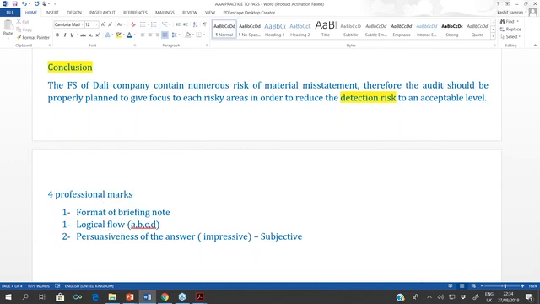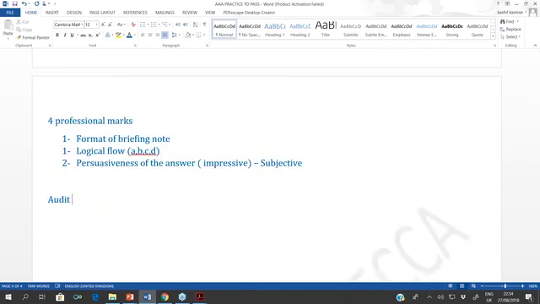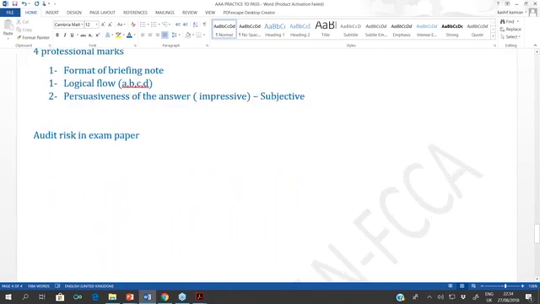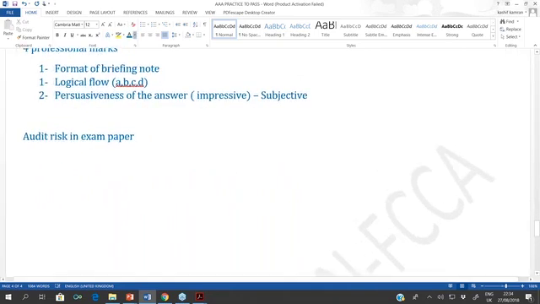Now something more important. When you're answering a question on audit risk in the exam paper, remember something very important. Audit risk can be identified from number 1, where? It can be identified from journal statements.